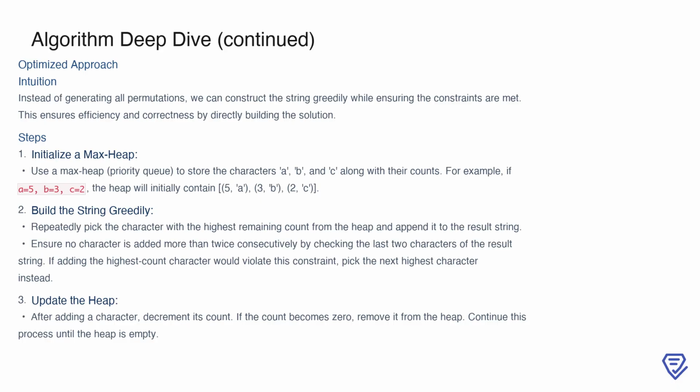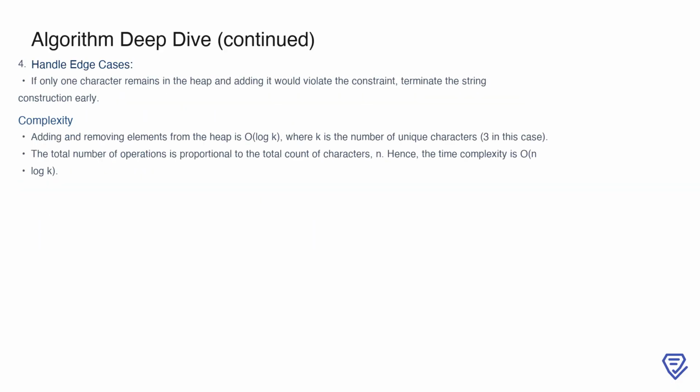appending a new one. If adding the highest count character would create an invalid sequence, we simply pick the next highest count character instead. An important aspect of this approach is handling edge cases, such as when only one character remains in the heap. If adding this character would violate the constraint, we terminate the string construction early to ensure validity. The overall complexity of this method is much more manageable compared to the brute force approach.